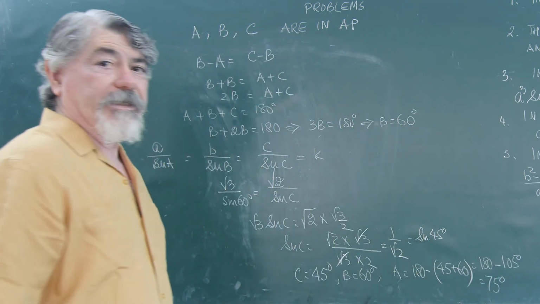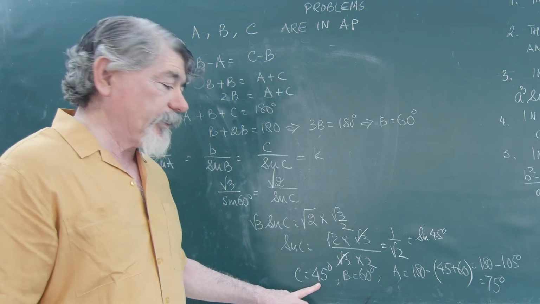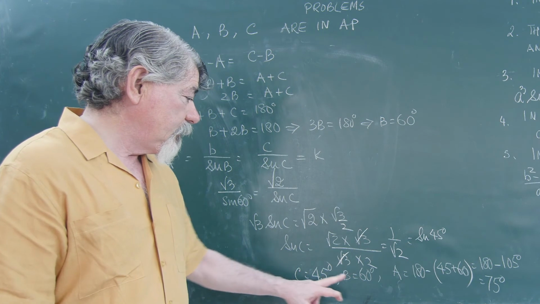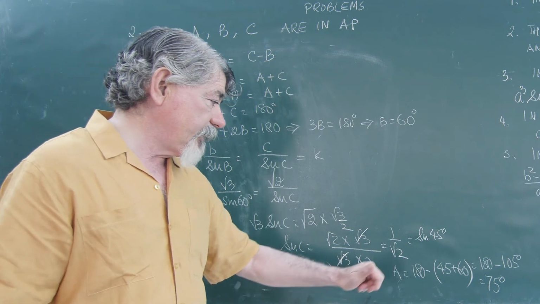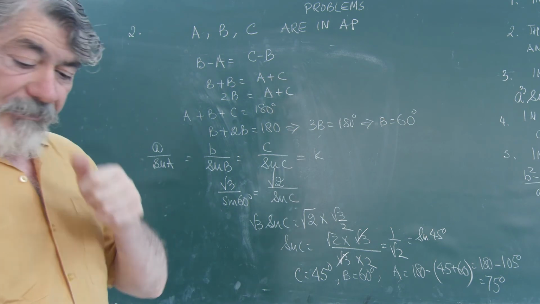The value of angle A will come out to be 75, because I have calculated C as 45 and B was 60. So 60 plus 45 is 105, and if you subtract that from 180 you will get 75.